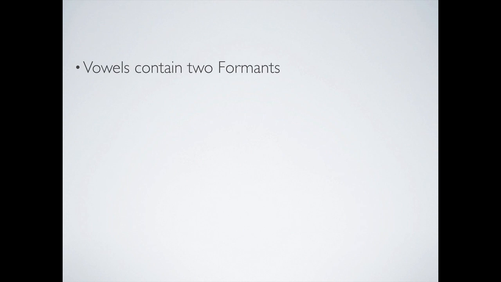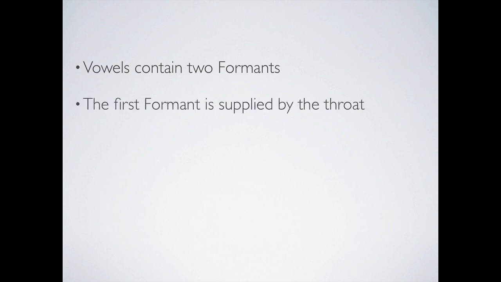Vowels contain two formants. That's why we have vowels and other instruments don't, because we are able to combine two boosts in resonance. We take two resonators and we put them together, and the ear hears this combined boost of resonance as a vowel. The first formant is supplied by the throat. The second formant is supplied by the mouth.